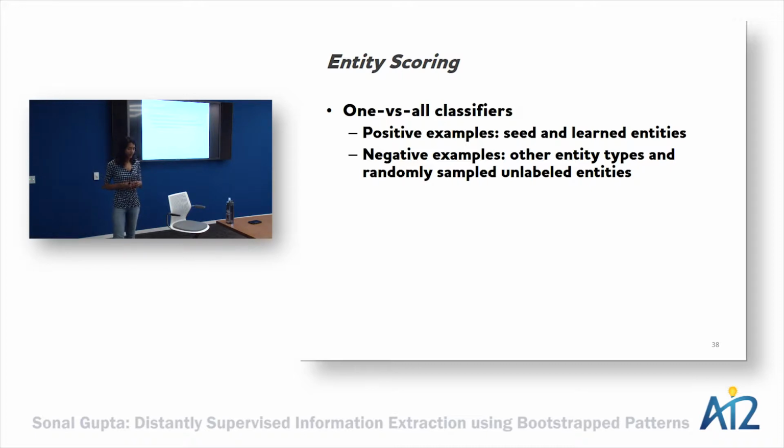A note about entity scoring measures. Different papers use different kinds of entity scoring depending on the domain they're working on and what kind of entities they're extracting. What we do is we build one-versus-all classifiers. So for a particular type of entity, we take all the seed and the learned entities as positive, and examples of all other types as negative. We also sample the unlabeled entities as negative to improve the negative training set.